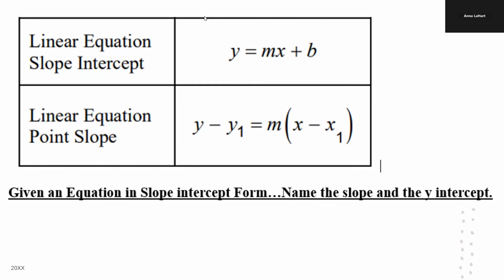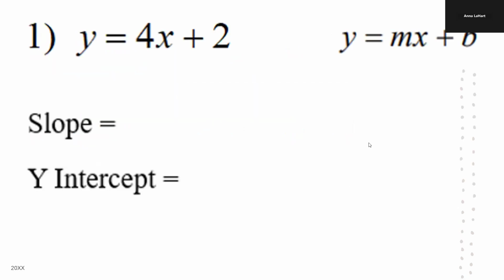So first up was y equals mx plus b. This is how the form should be. mx plus b. Whatever number is with the x is the slope, and whatever number is here is the y-intercept.